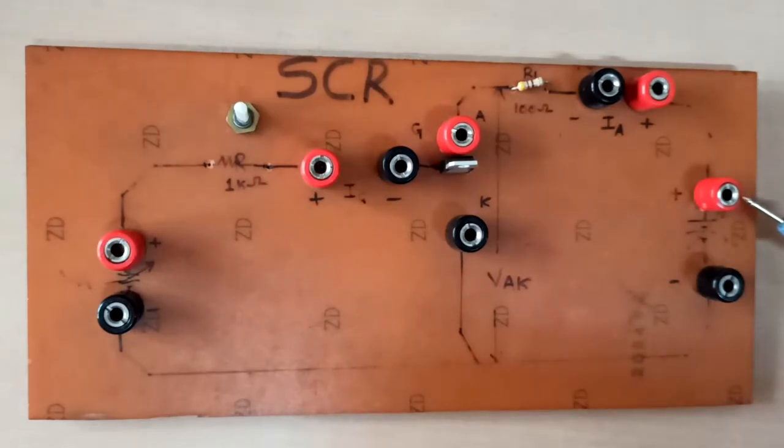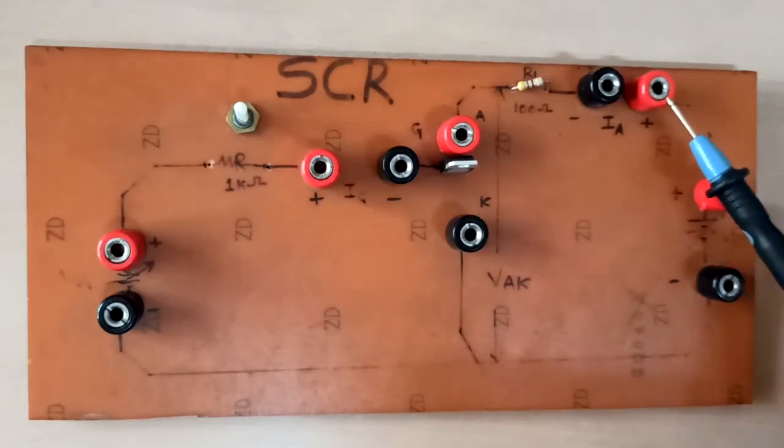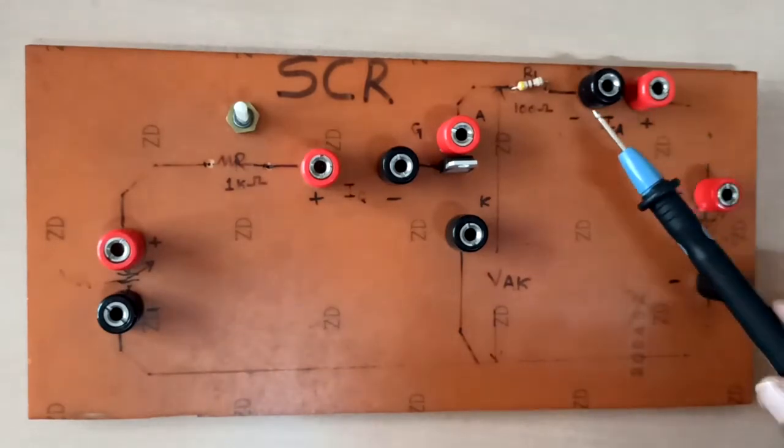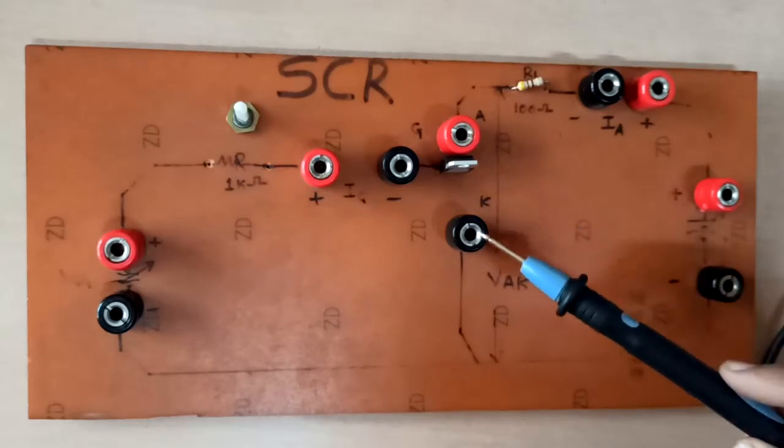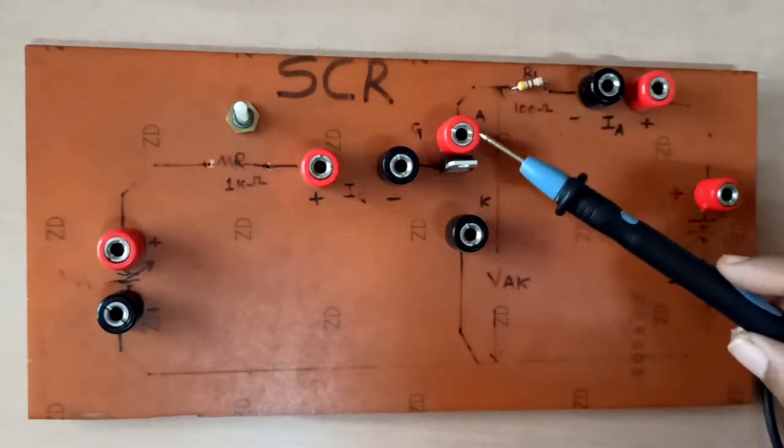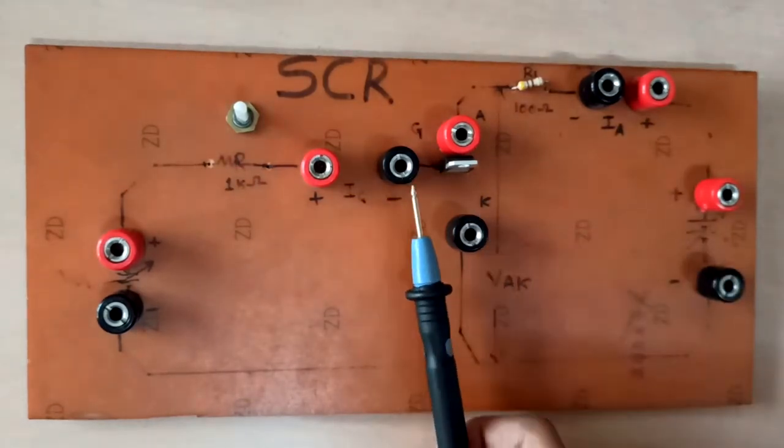Here you can see this is the voltage across anode and cathode. Here we are going to give a power supply and we are going to measure a current. We will connect the multimeter to measure the IA, the anode current, and here we can check the voltage across the anode cathode terminal. This is the gate terminal.